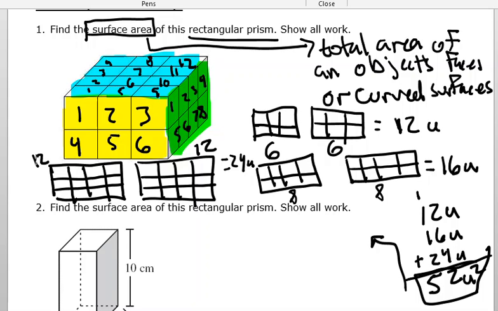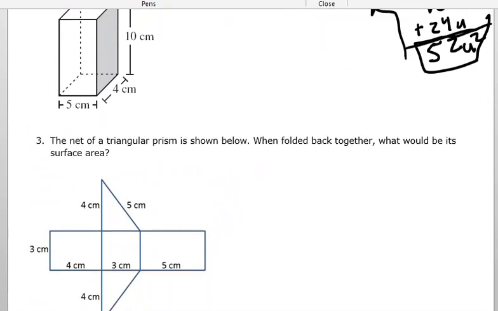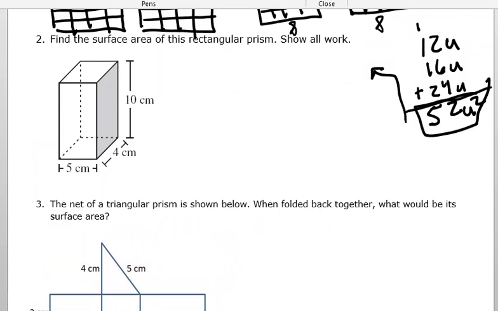Let's take a look at our next problem. Okay, and in this one, we're not given the units in boxes, we're given the measurements. So we need to find the surface area using the measurements that we're given. Okay, so I'm going to do the same thing. I'm going to start with this section right here, okay? And this yellow section is 5 centimeters by 10 centimeters, because I can assume that this length here is the same as this length here.